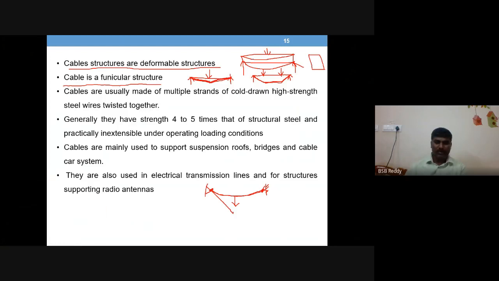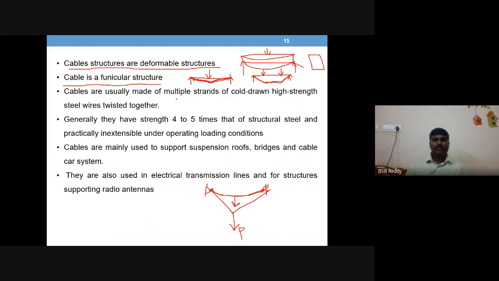So what happens when you try to apply the load? This is going to become like this. Okay, so what is this shape? It is a stable shape for this particular load. Okay, got it. So that is why we are calling this a funicular structure. So a cable itself is a funicular structure. It takes the shape depending on the load. Okay, right.